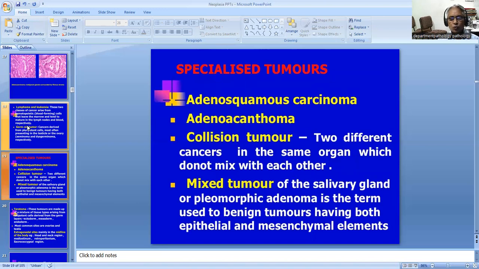Collision tumor: there are two different cancers in the same organ which do not mix with each other. Mixed tumor, commonly seen in the salivary gland, also known as pleomorphic adenoma, is a term used for benign tumors having both epithelial and mesenchymal elements.